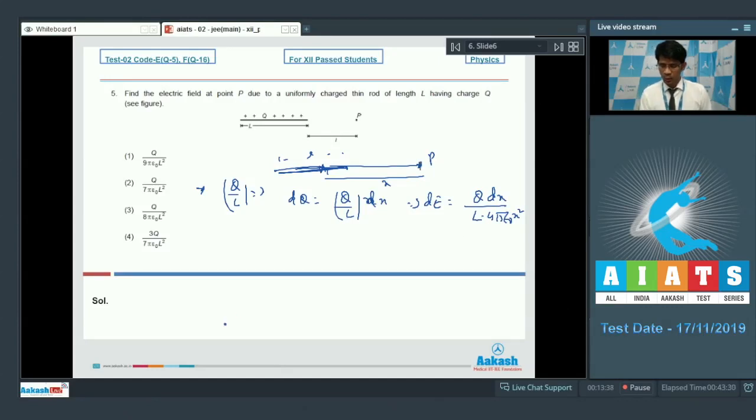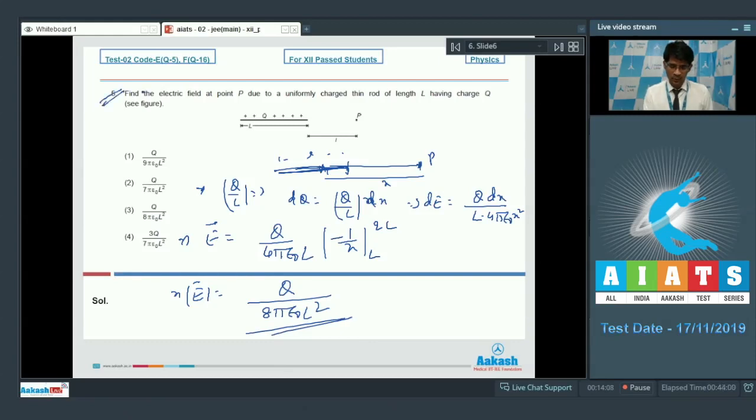Total field at this point will be the integral of this term from x equal to L to 2L. Just have this integral and find the resulting field. Q over 4 pi epsilon naught L, integral of dx divided by x square, that is minus 1 by x from L to 2L, or electric field strength will be Q divided by 4 pi epsilon naught. This will be 1 by 2L, so it is Q over 8 pi epsilon naught L square. That's the answer for question number 5. That is, option 3 is the correct answer.